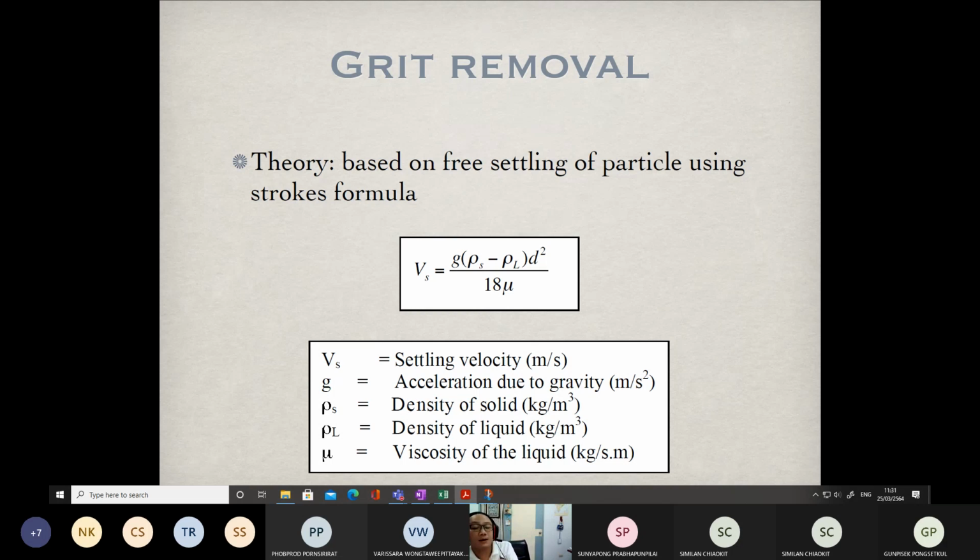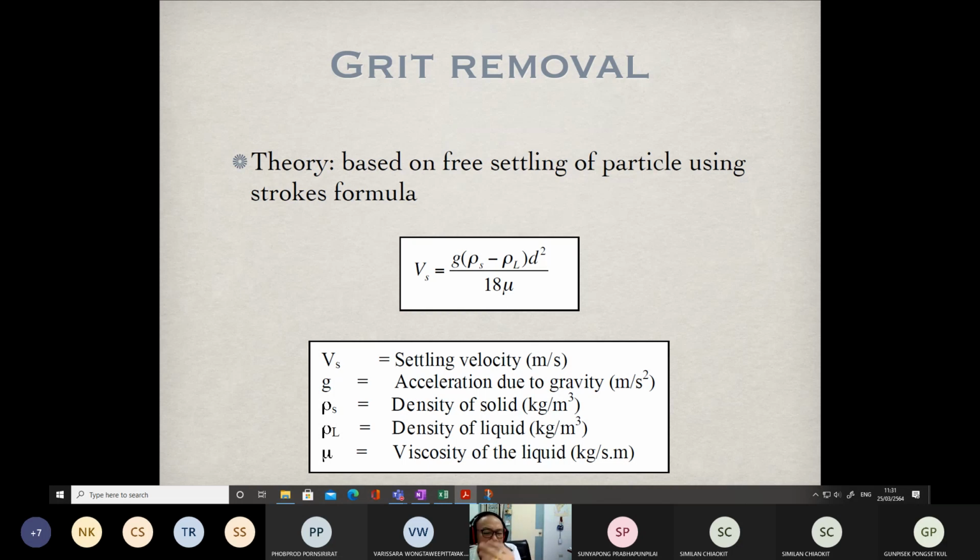They usually list the physical properties of water. The viscosity of the liquid varies depending on the temperature. So just check the temperature, get the viscosity of the liquid, and substitute it into this equation. You will get the settling velocity.